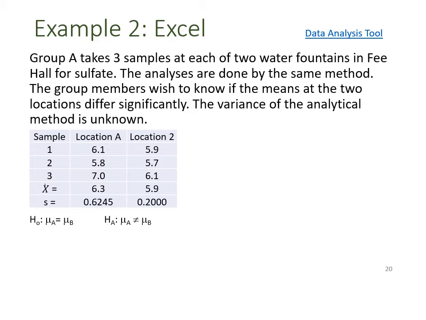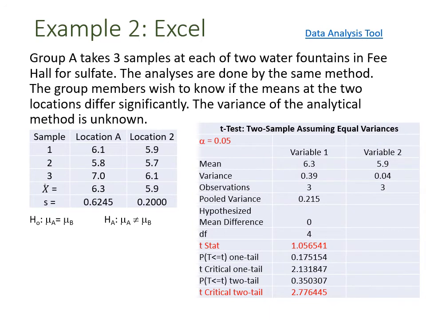Our null hypothesis is that our means are equal. The alternative is that they're unequal. What we will do in this case is a t-test, two-sample assuming equal variances. We set the alpha equal to 0.05 in this case, so this really is doing a two-tail test.